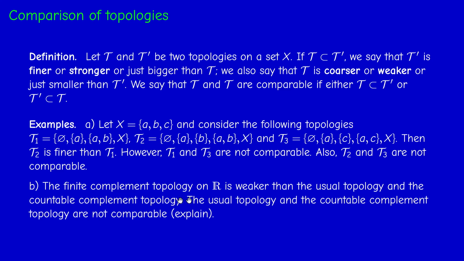So you can give an example of a set open for the countable complement topology, but not open in the usual topology, and vice versa. Try to think of something like that.